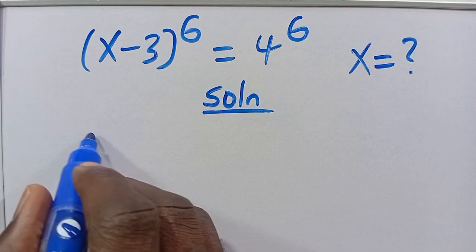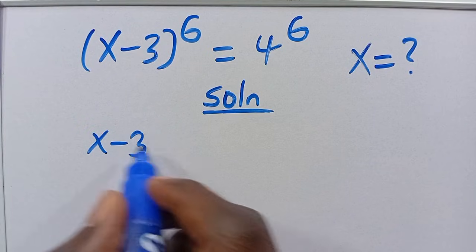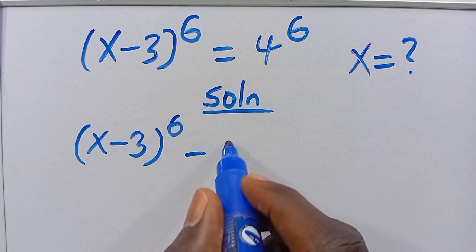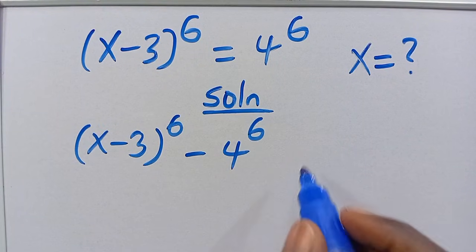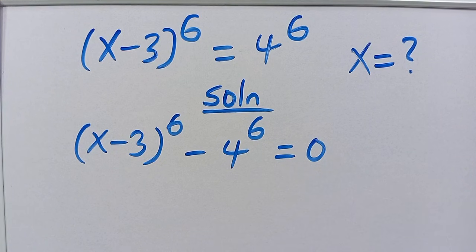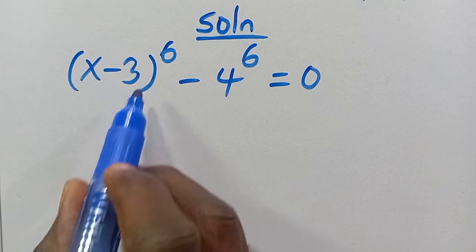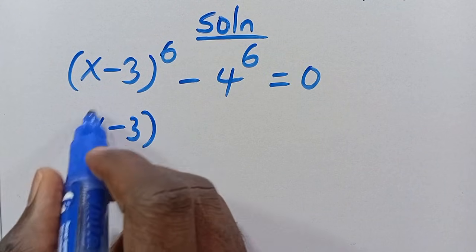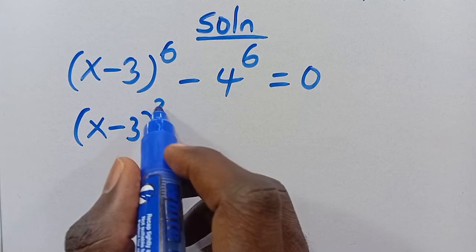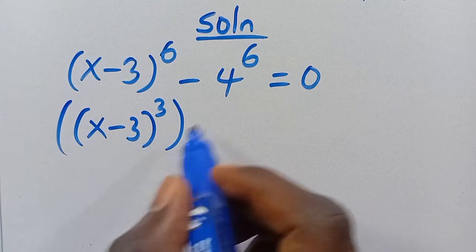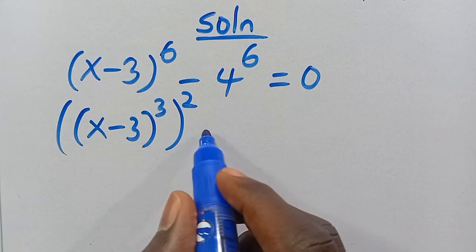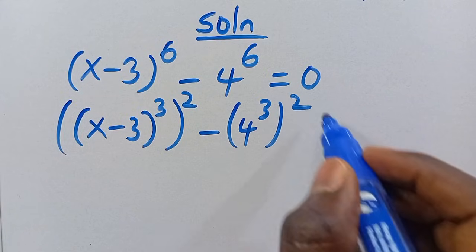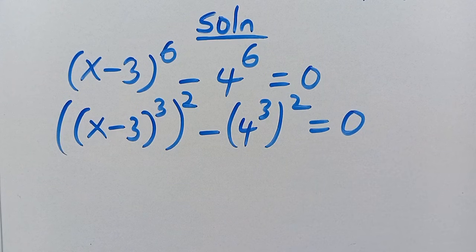So from here, we can have this as (x - 3)^6 - 4^6. Then let's set everything to be equal to 0. From here, let's express the 6 as ((x - 3)^3)^2 minus (4^3)^2, then set them equal to 0.